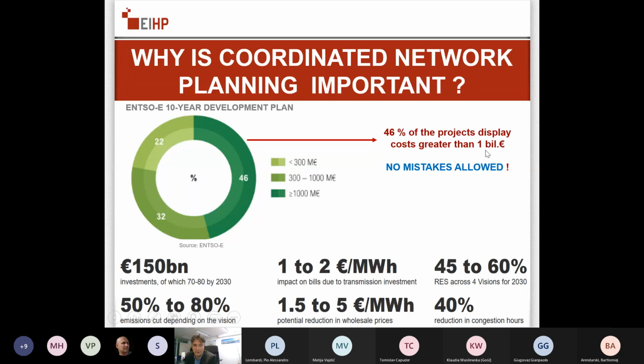So no mistakes are allowed, even though we have a lot of uncertainties. The good news is that the impact on the bills for the final consumers is not that much, maybe 1% or so. That is 1 to 2 euros per megawatt hour, which is not that much in a final consumer bill.